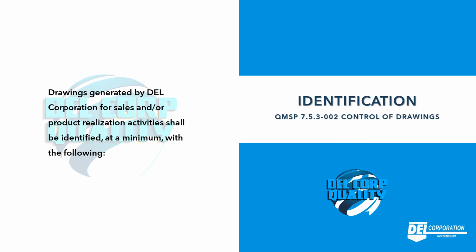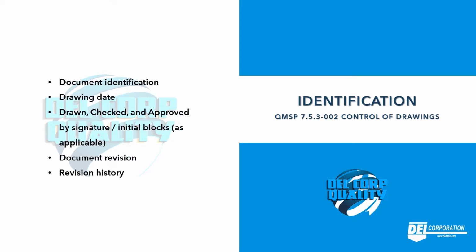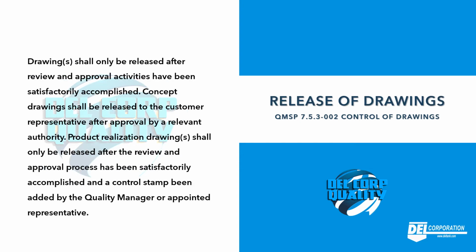Drawings generated by Dell Corporation for sales and/or product realization activities shall be identified, at a minimum, with the following: document identification, drawing date, drawn, checked, and approved by signature or initial blocks, as applicable, document revision, and revision history. Drawings shall only be released after review and approval activities have been satisfactorily accomplished. Concept drawings shall be released to the customer representative after approval by a relevant authority. Product realization drawings shall only be released after the review and approval process has been satisfactorily accomplished and a control stamp has been added by the Quality Manager or appointed representative.